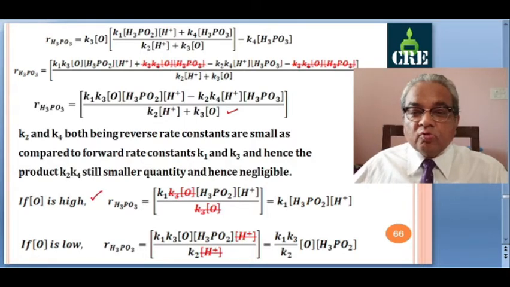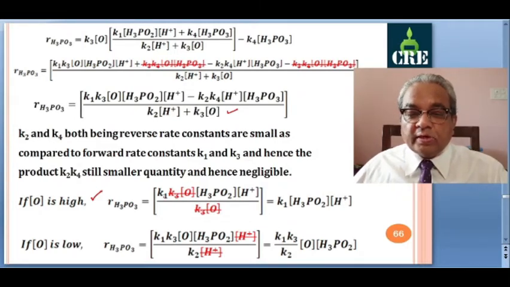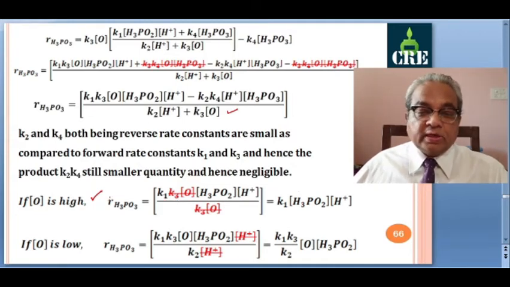If concentration of [O] is high, this will go. Okay, this will be negligible, and K3[O] cancels out, and you get only K1 into concentration of [H3PO2] into [H+], that is at high concentrations.